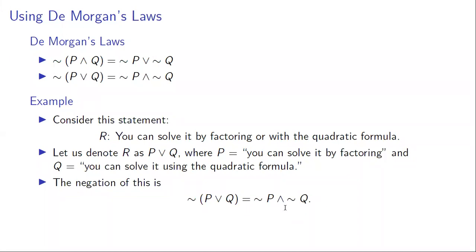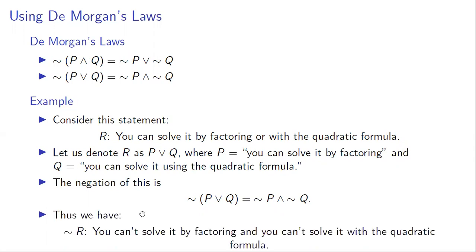All right, now let's write the negation of R in English. Thus the negation of R is: you cannot solve it by factoring and you cannot solve it with the quadratic formula. That's not P and not Q. So we started with a statement R and found the negation of R. By the way, if one is true, then the other is false, so they're not both true, but we're just seeing how to find the negation of a statement. We're not saying that this is true. Maybe it's false, maybe it's true, whatever.